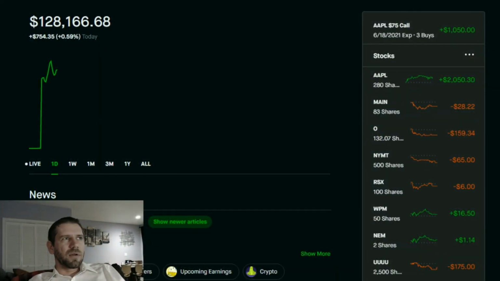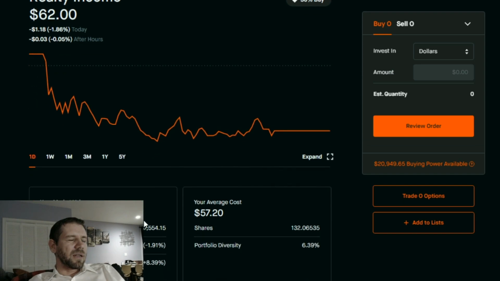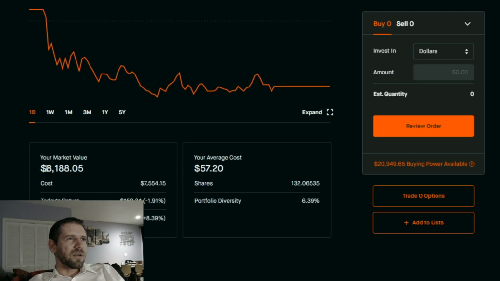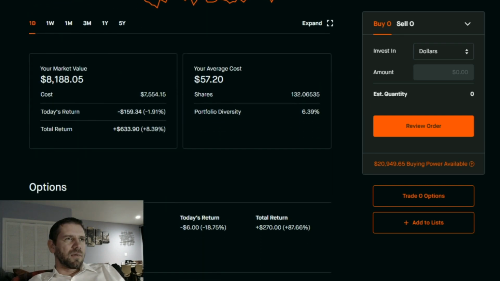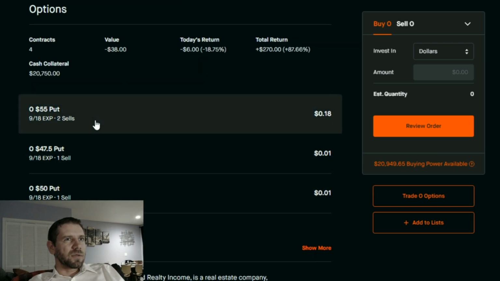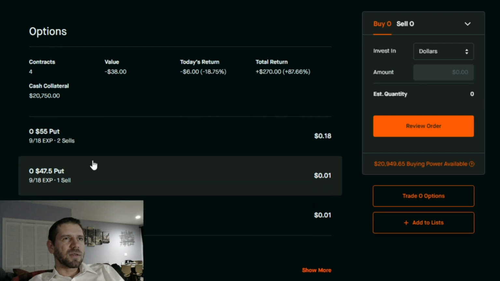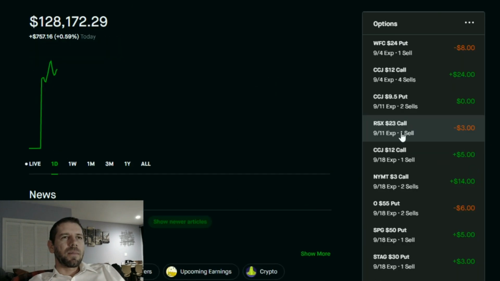I'm looking at O. Let me go back to the browser here. I'm looking at O here, and I continue to accumulate Realty Income. I now have $8,000 worth, and my average cost is 57.2. It's sitting at 62 at the moment. So I have a lot of put options going. So if the price ever drops to 55 or 50 or something like that, I'll be picking up lots of shares, basically doubling my position. So I'm looking forward to that.